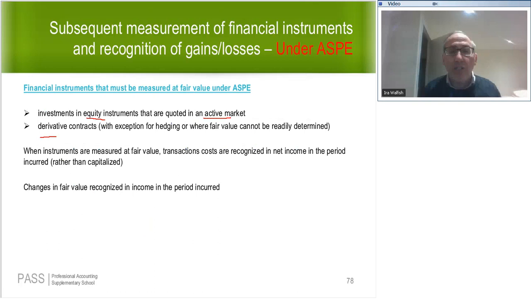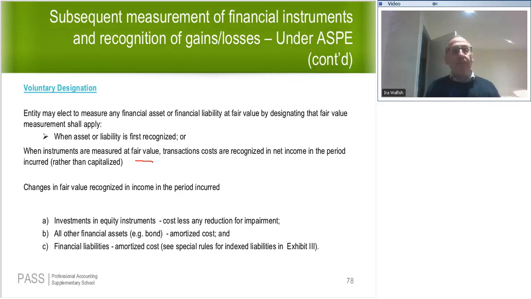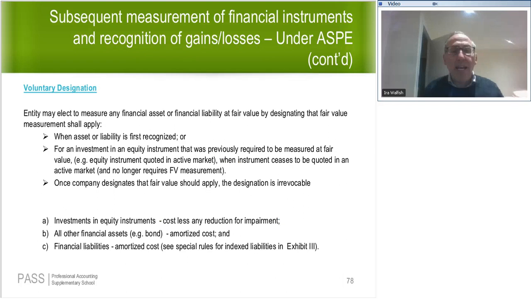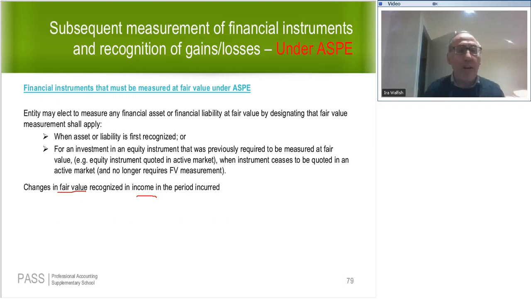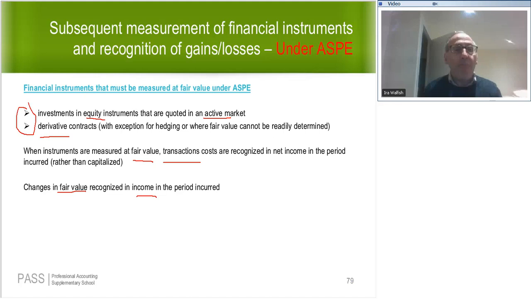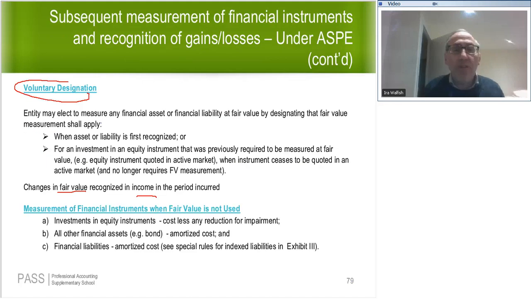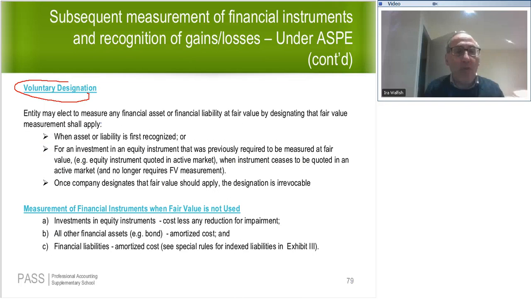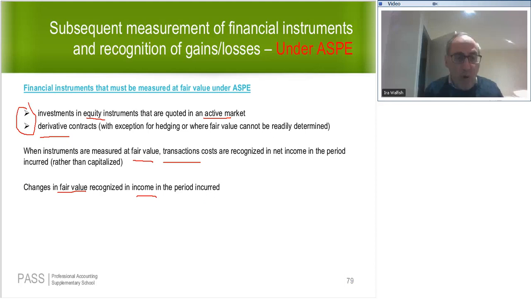But you can voluntarily choose to do so, but you have to make that choice when you initially set up the asset or liability. So if it's not in one of these two categories and you want to voluntarily use fair value, you've got to make that decision when you first set up the asset or liability. The only exception would be where circumstances change. Let's say I initially purchased an investment, and when I purchased it, I had no choice but to use fair value. I purchased the shares of ABC, and at the time I purchased the shares, they were trading publicly. So I had to use fair value.